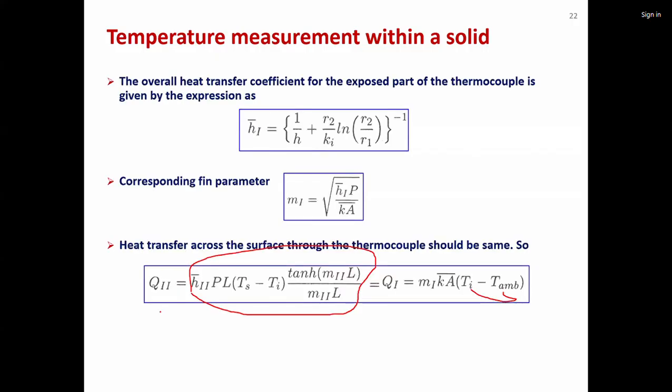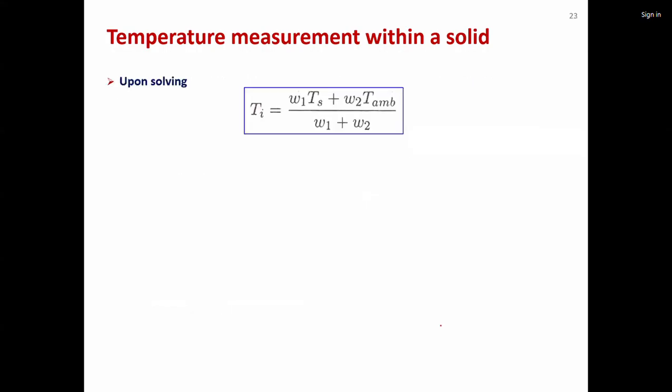So now you equate these two, and then you can find the interface temperature Ti. If you solve for the interface temperature, you will find that it is again a weighted mean of the solid temperature and the ambient temperature, with the weights W1 and W2 expressed as here. W1 happens to be H2 bar P L into tanh(M2 L) over M2 L, and W2 is M1 into Ka average.